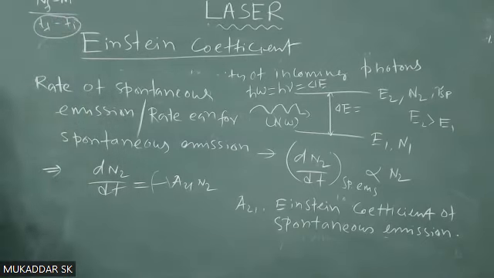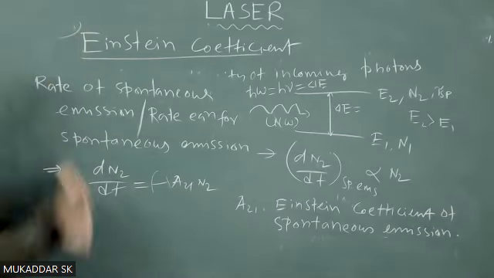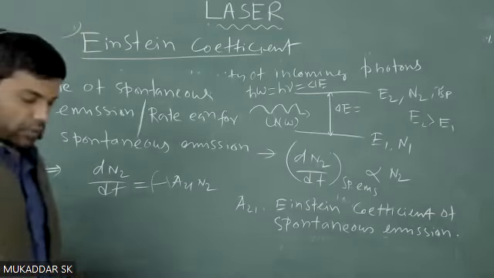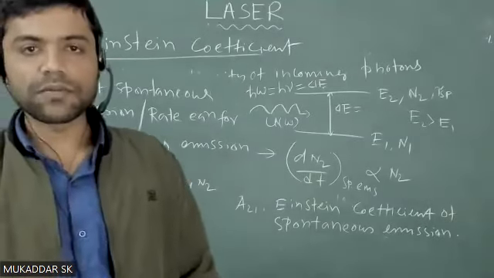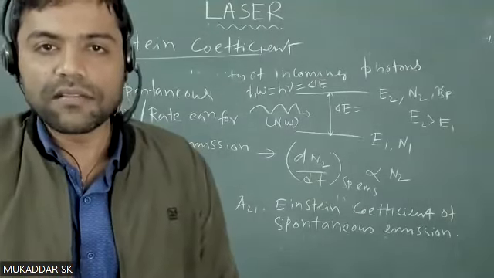Now TF minus TI. Sir, it's not showing on the board. It's not showing. Okay. But I'm saying this minus sign is telling us that with progressive time, the population of E2 is decreasing.